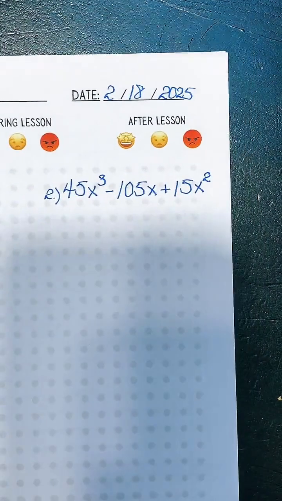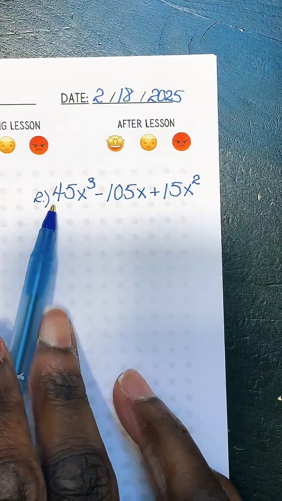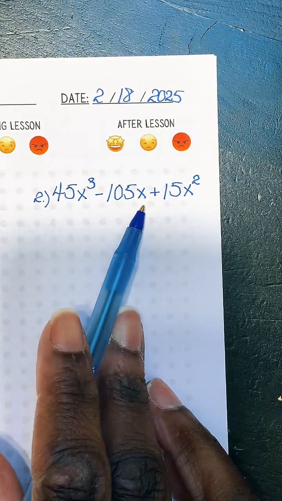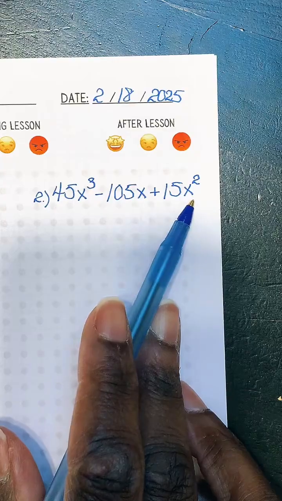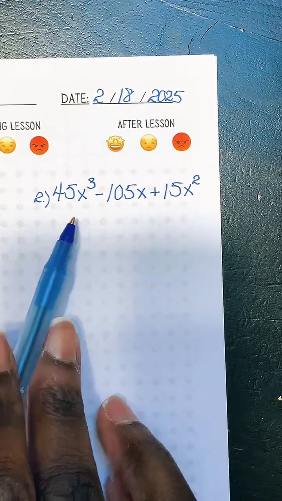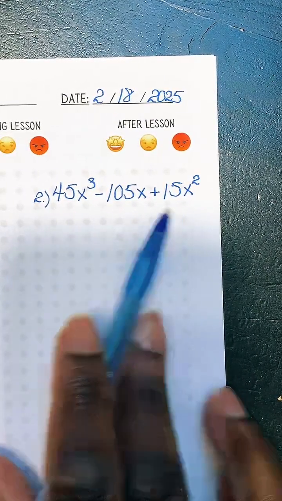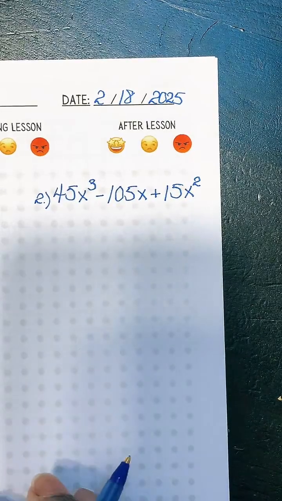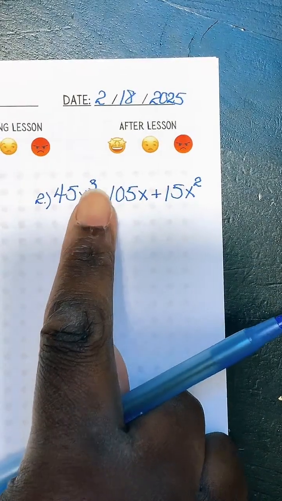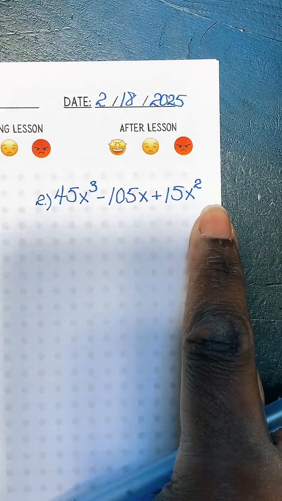All right, so for the next one, we have 45x cubed minus 105x plus 15x squared. Most people will say, all right Audrey, can we put this in standard form from the very beginning? You can. You can do it right here, or you can do it at the end. If you want, we can put it in standard form, meaning we start with my highest degree and work in descending order.